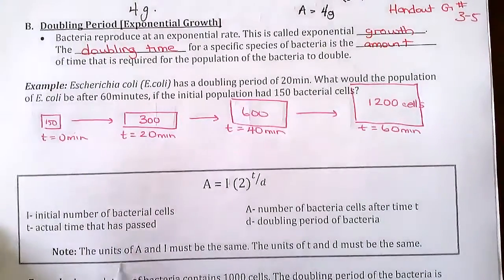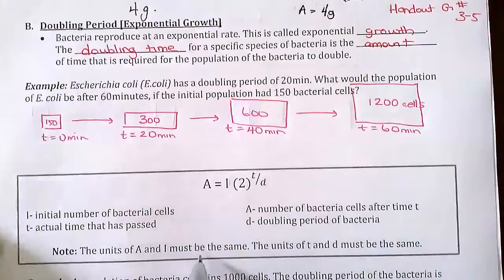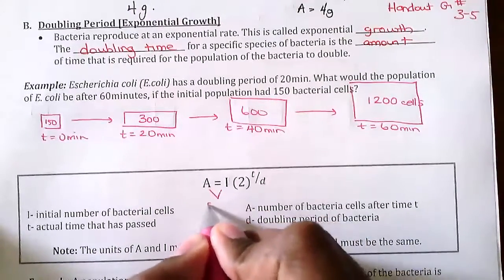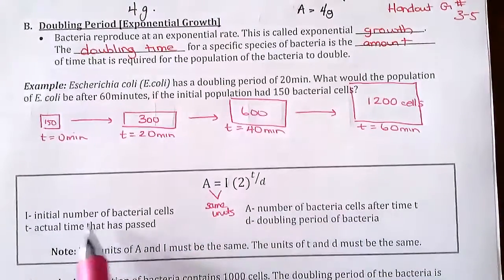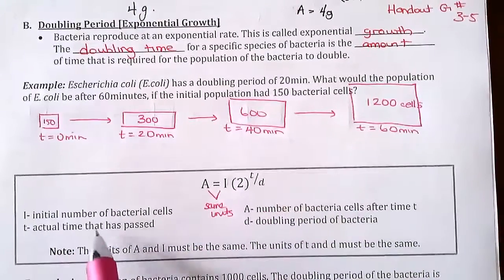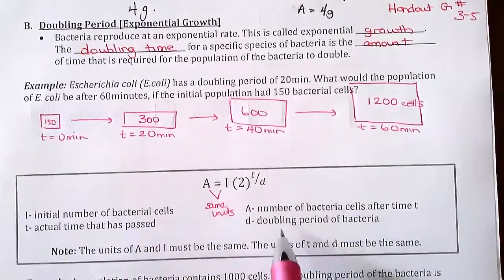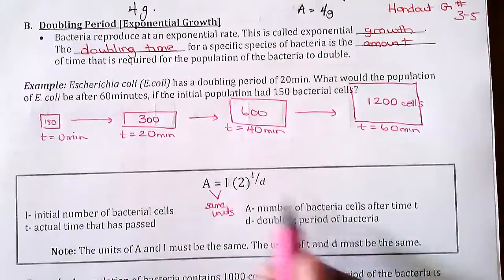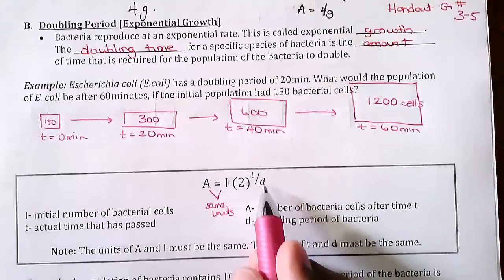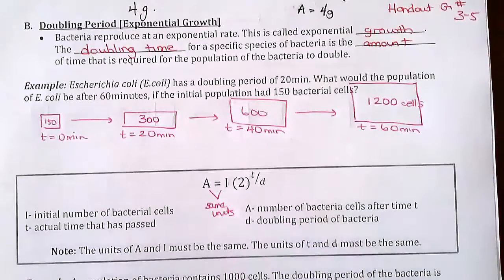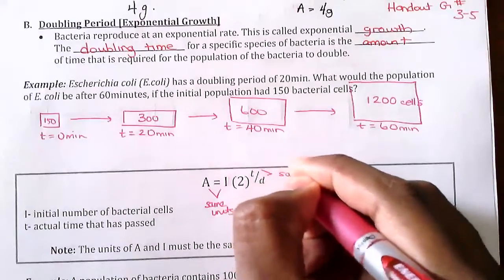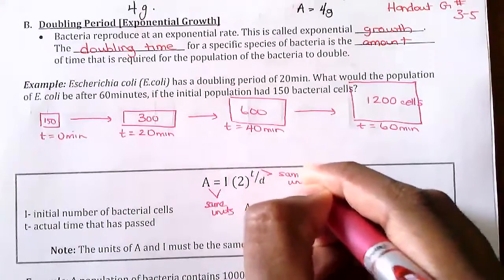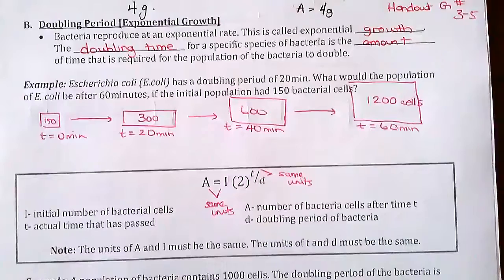Just like yesterday, the A and the I must have the same unit. So these two must have the same units. And then T is the actual time that passed. That's the same as yesterday. And D is the doubling period of the bacteria. So instead of having H here for half-life, we have D here for doubling period. And just like yesterday, both of these must have the same units. So that's the formula.